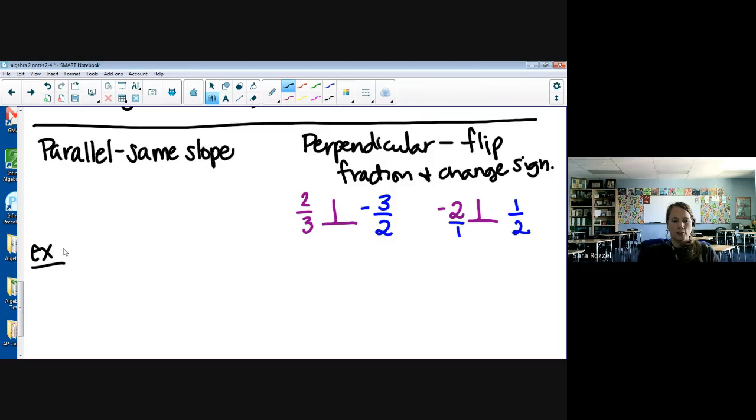So our first one is we are going to write an equation of a line that is parallel, and they'll tell you parallel to what, and it goes through what point. So we have to figure out, based on what we know about slopes, what the slope of our line that we're going to write is going to be, okay?